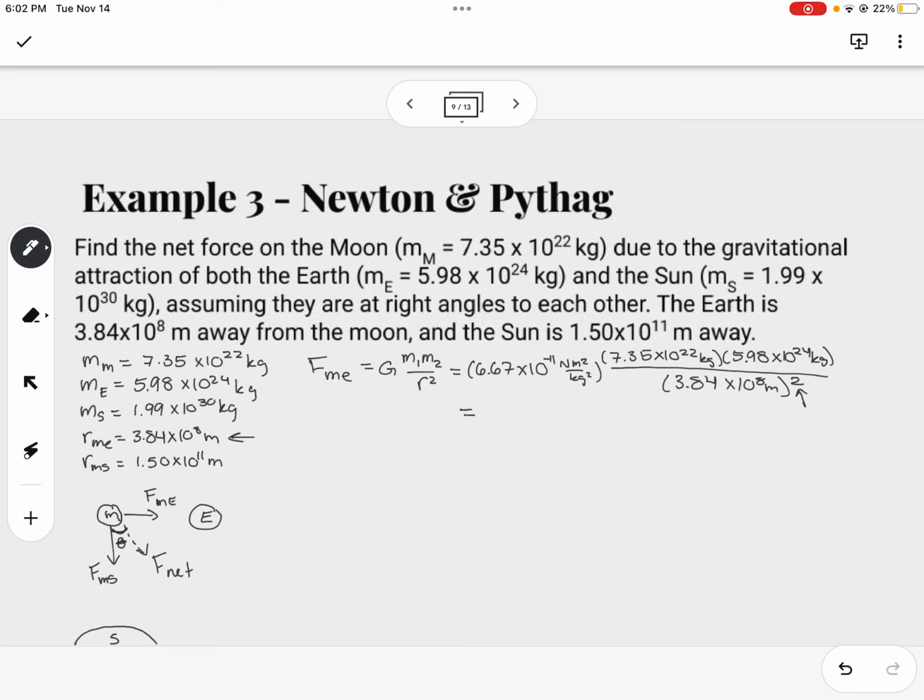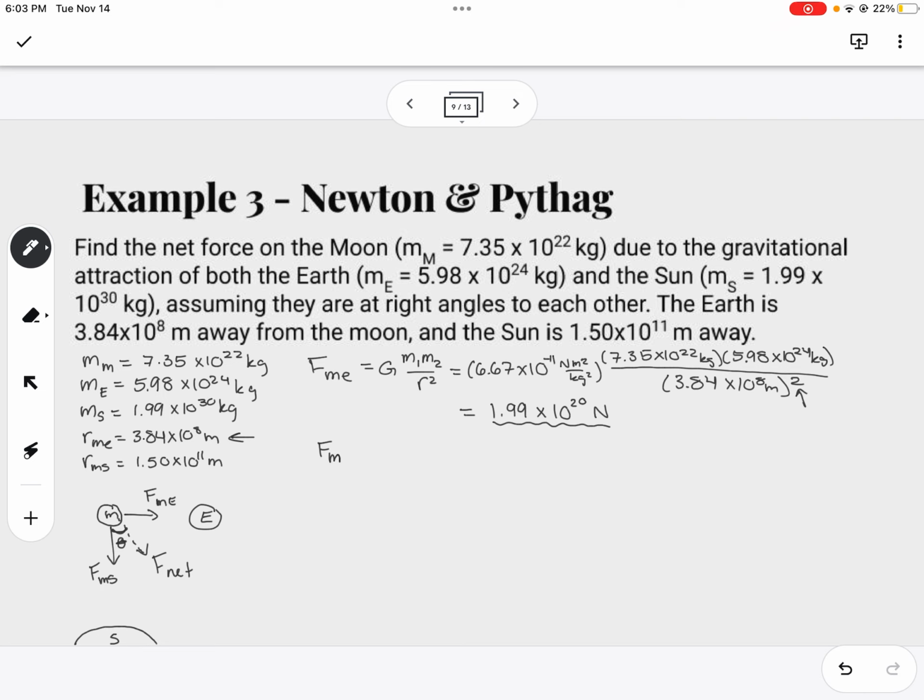When you plug all of these numbers in, and honestly, take a second to actually do this. I don't want you to make a stupid calculator error on a quiz or a test. Make sure you know how to plug these all in. Make sure you're getting the same answer that we should get here, which is 1.99 times 10 to the 20th newtons. Okay, so this is the force that the Earth exerts on the moon.